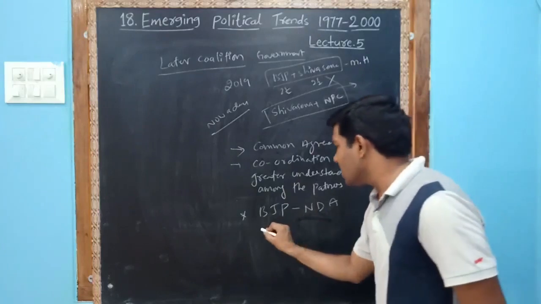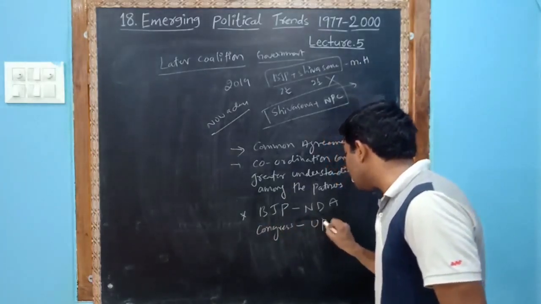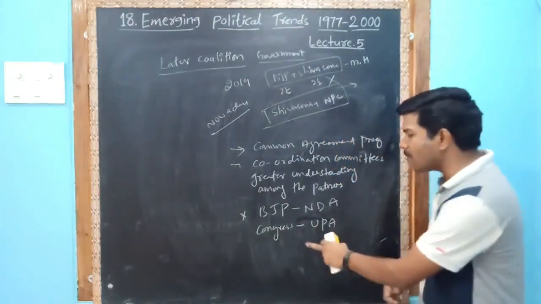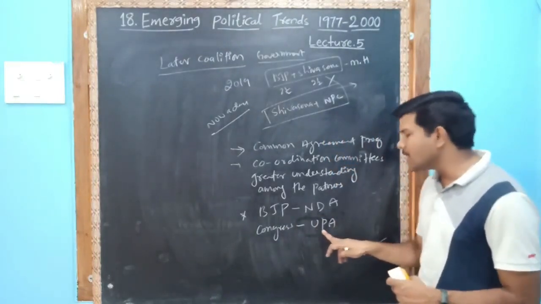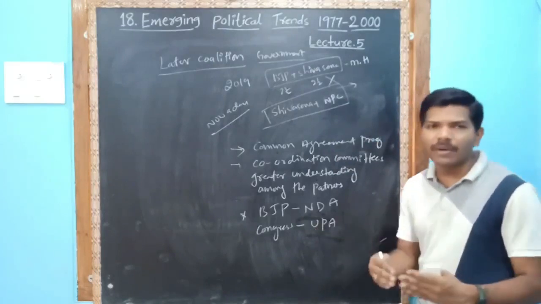Okay? Next, Congress. Let us see the Congress. The Congress party and its friends formed an alliance. It is called the United Progressive Alliance. I repeat, the United Progressive Alliance.